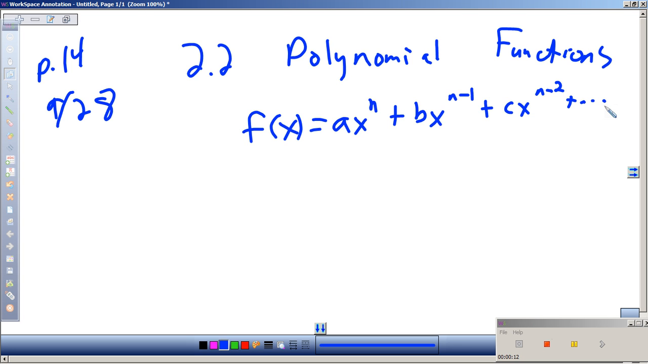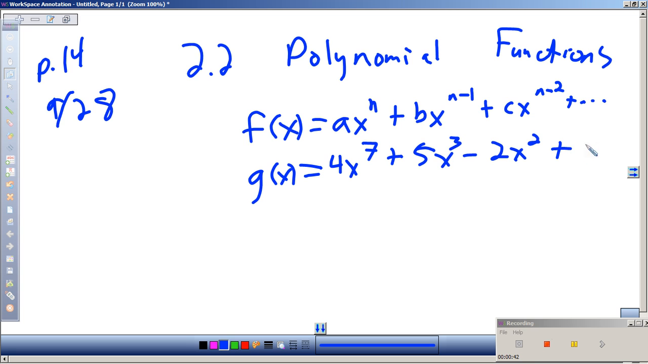So, we are talking about polynomials, which are of this form, where you have some number times x to some power, plus some number times x to some power, plus some number times x to some power, and so on, where all the n's are integers. So you might have something like g of x equals 4x to the 7th plus 5x to the 3rd minus 2x squared plus 8. Something like that, where we are talking about a polynomial.